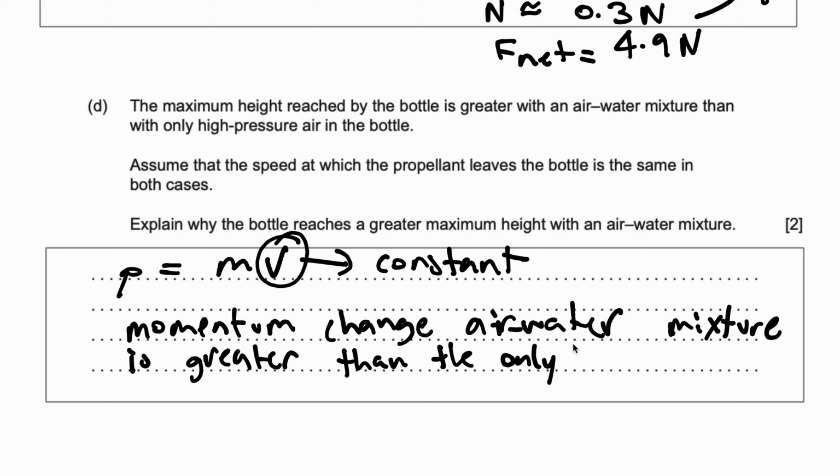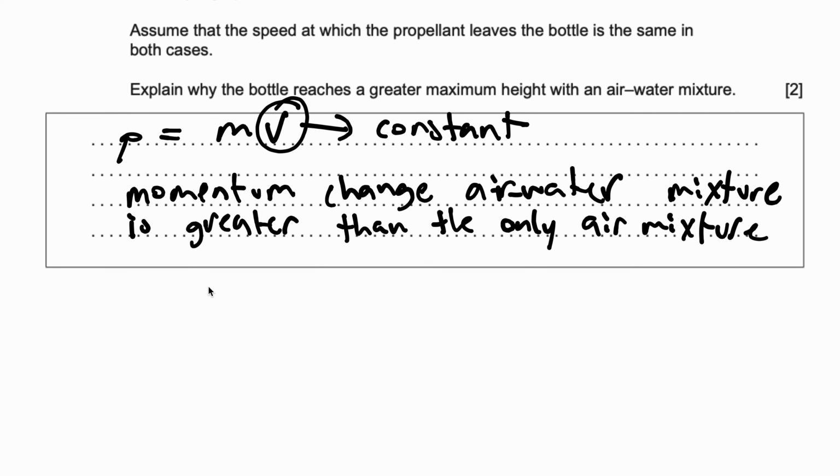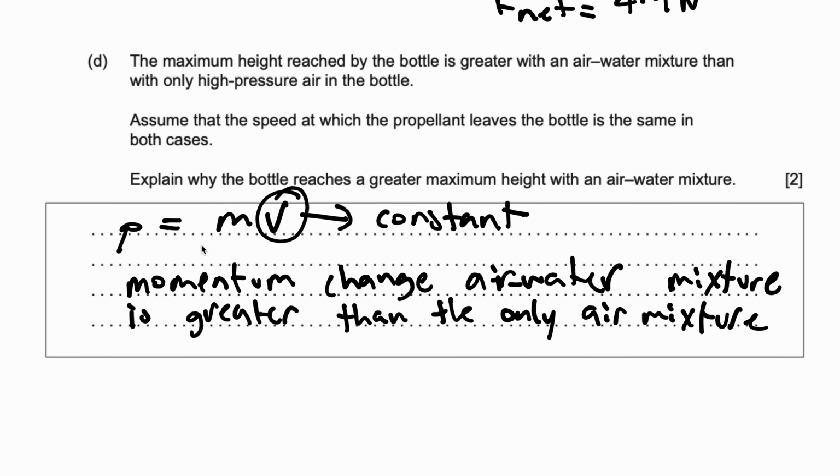And the reason this is important is because change in momentum is impulse. Impulse refers to the force that's exerted for a particular amount of time, right? So the greater the momentum change, the greater the force that's being exerted. So the greater the force exerted when the propellant is leaving the bottle, the greater the rate at which the propellant leaves the bottle, the more height that the bottle will cover. And so that's the reasoning behind it.